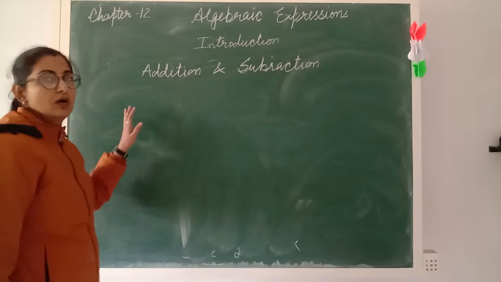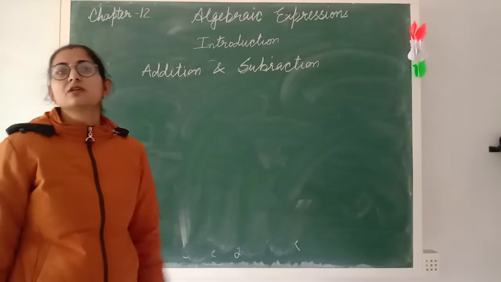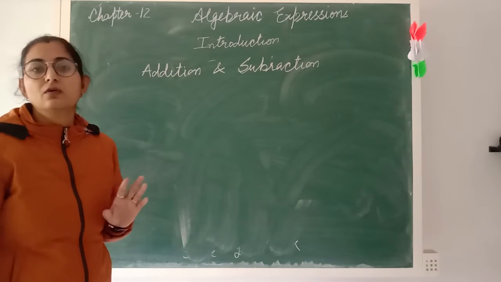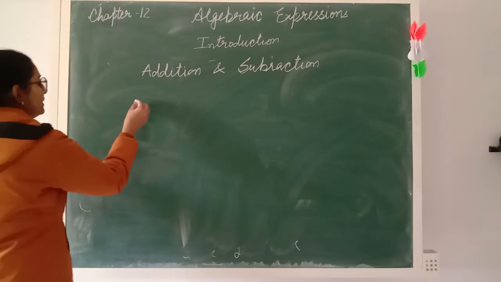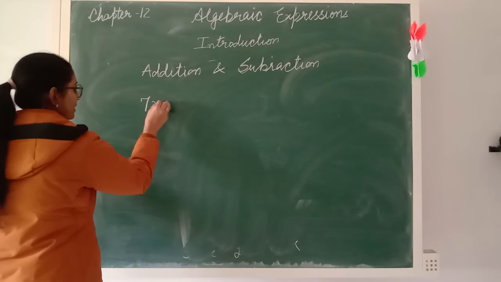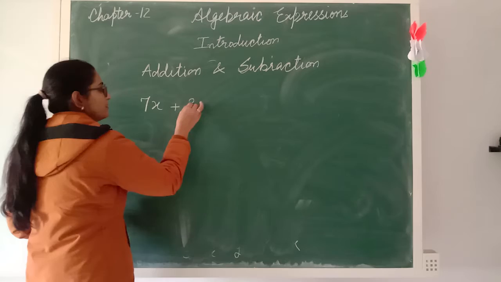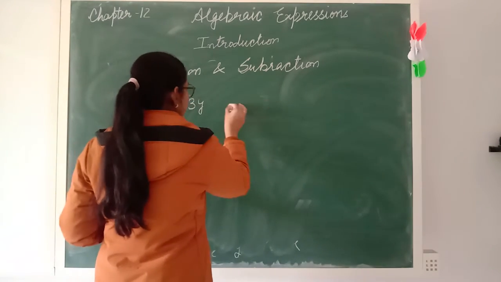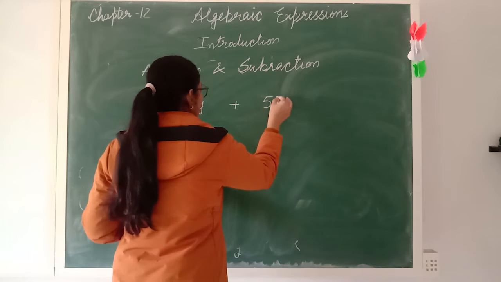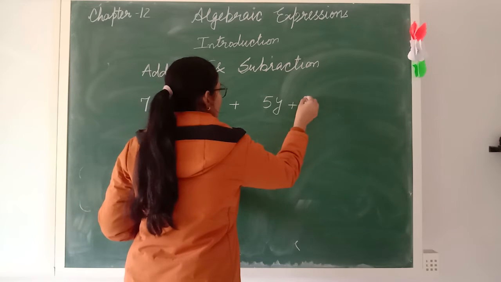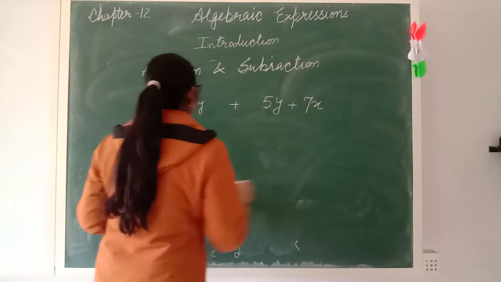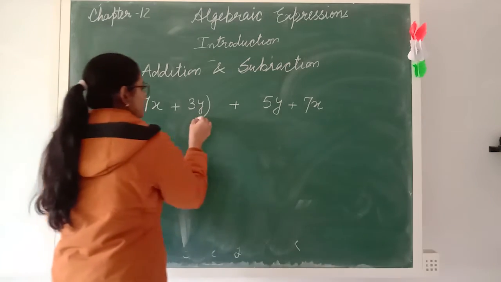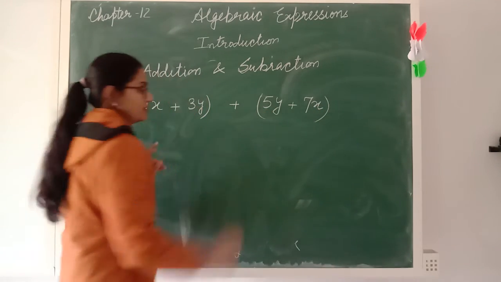Because when we add or subtract, it is necessary for the terms to be alike. For example, if I discuss terms with you, 7x plus 3y is added to 5y plus 7x. These are the expressions. The first expression is this and the second expression is this.